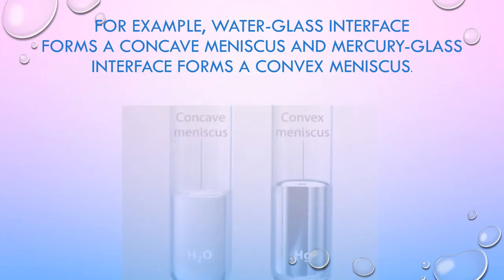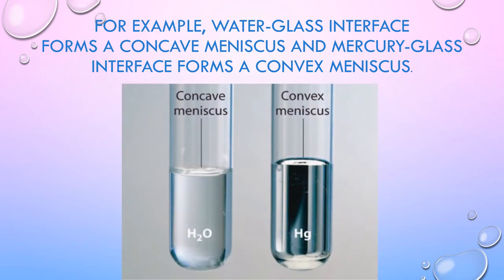For example, the water-glass interface forms a concave meniscus and the mercury-glass interface forms a convex meniscus. This is because the intermolecular forces present inside the liquid, that is water, are less as compared to the intermolecular forces present between the mercury molecules. So that is why in the case of water the concave meniscus is formed, and in the case of mercury we can see a convex meniscus.